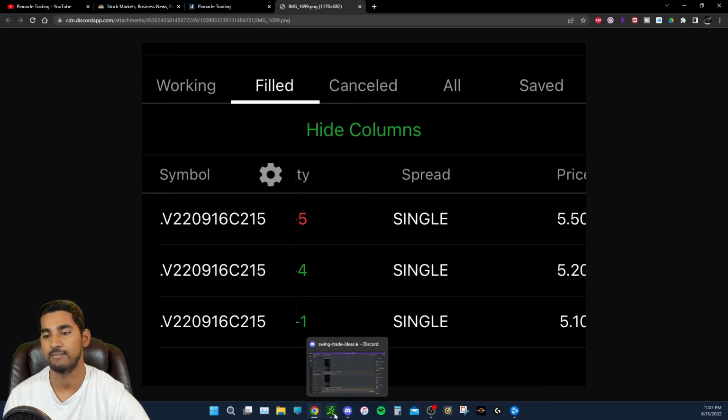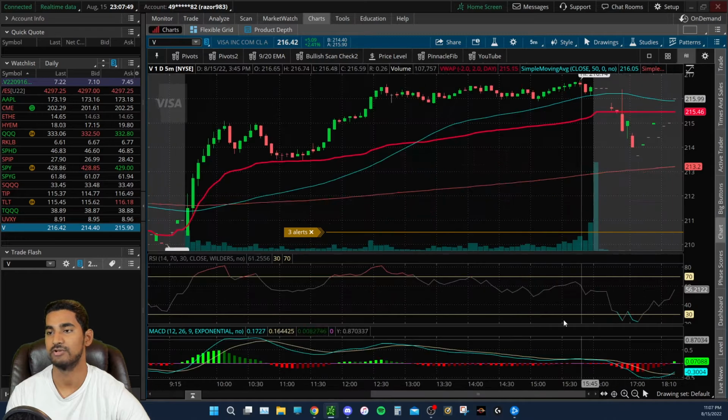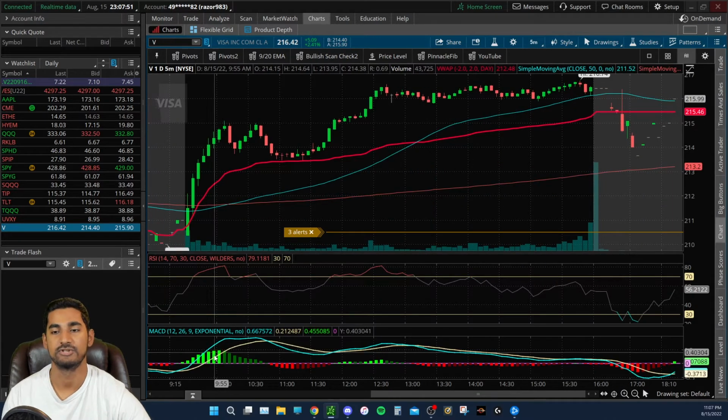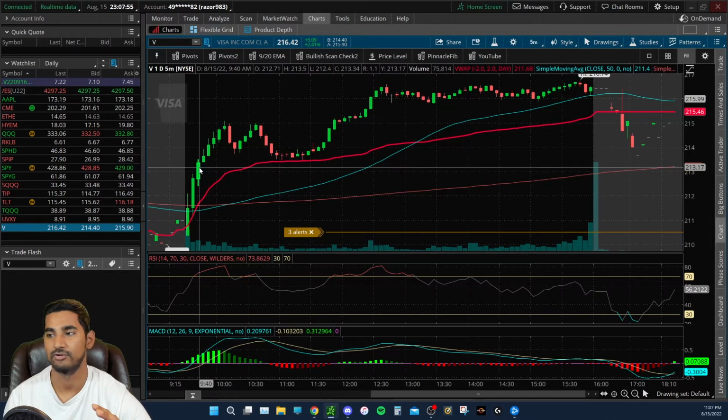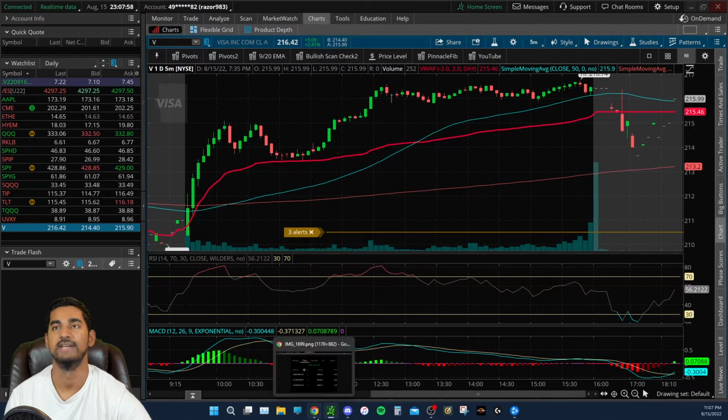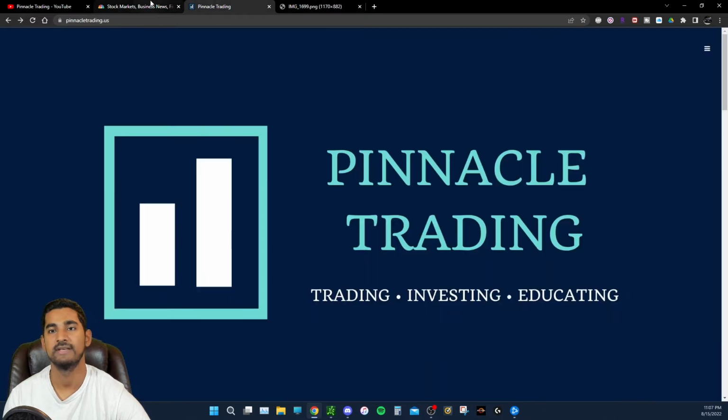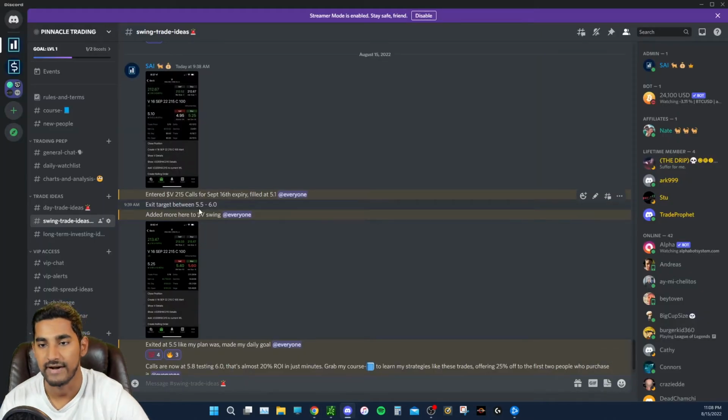What happened, it just kept going up after that. A huge explosive move. I was looking at MACD, it kept going up. As soon as it started to peak out a little bit at the 213 area, I sold at my exit target, remember, at 5.5 to 6.0.